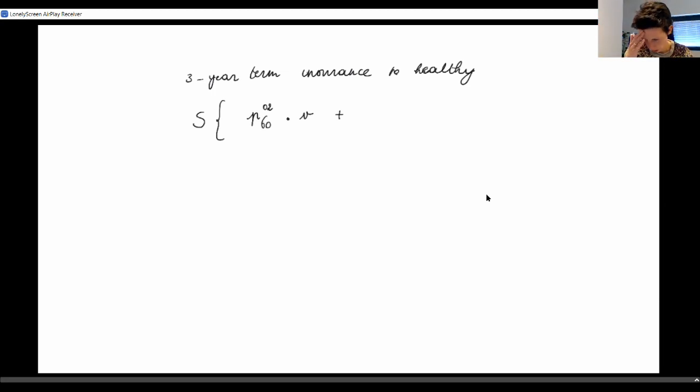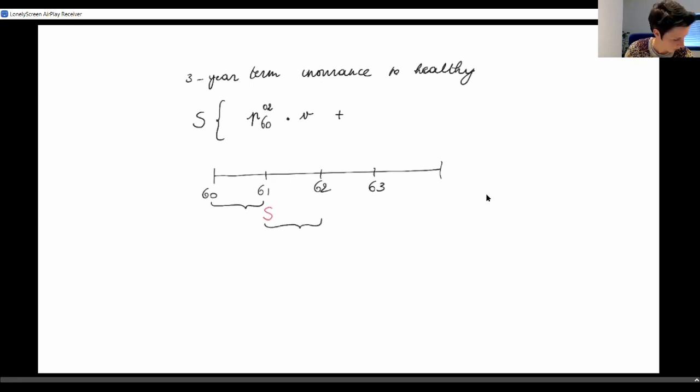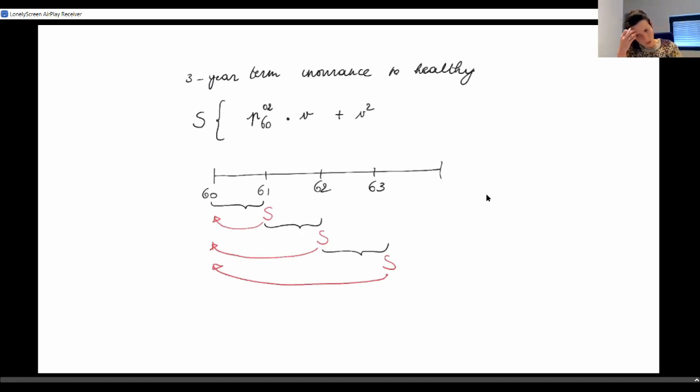And then if this S is going to be paid at the end of the, so I've got 60, 61, 62, and 63, right? So if death occurs in this first year, then this S is going to be paid over here. If death occurs in this second year, then the S is going to be paid right here. And if the death occurs here, then the S is going to be paid over here. Okay, so that's how I need to discount. I need to go from there to there. I need to go from here to the present moment and from here to that. Okay, so if I do v squared, then what's the probability that I need?